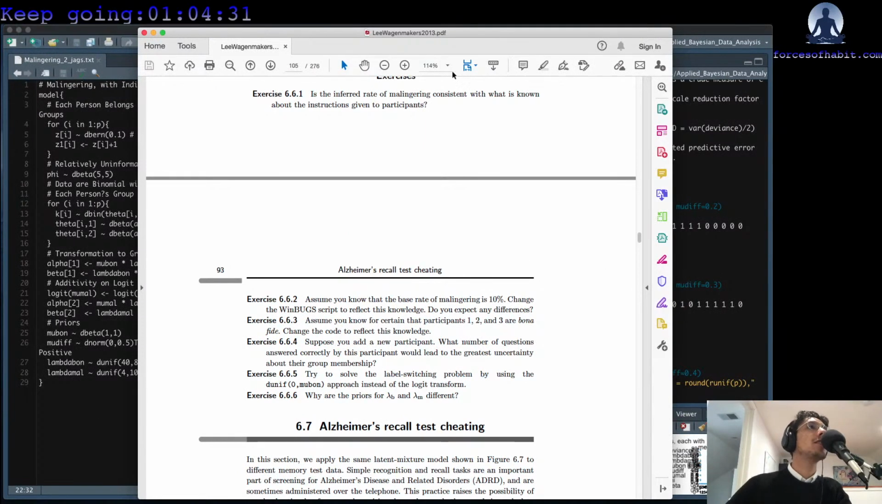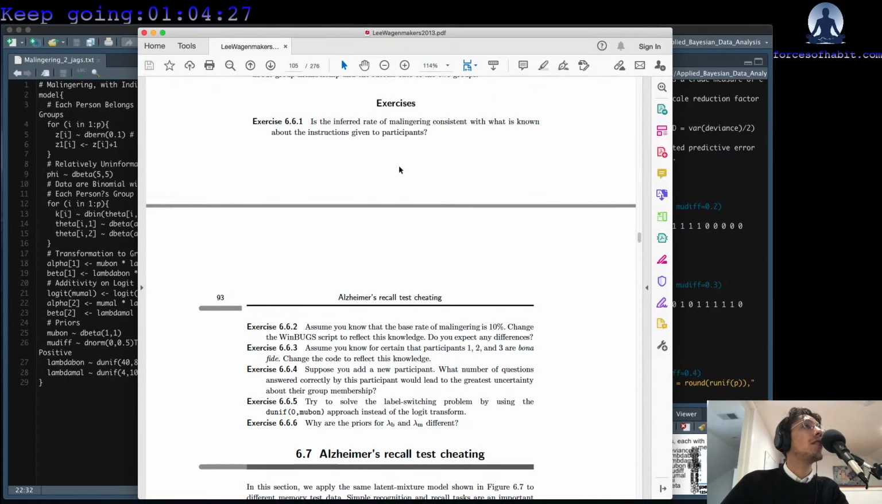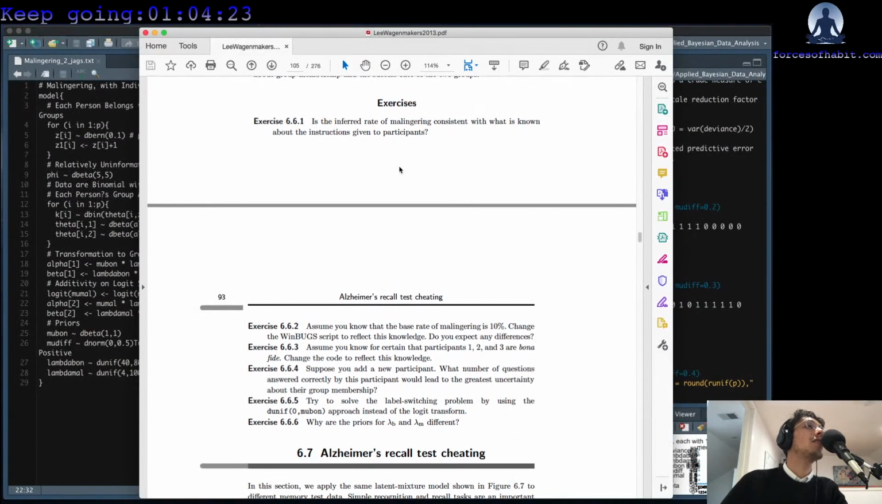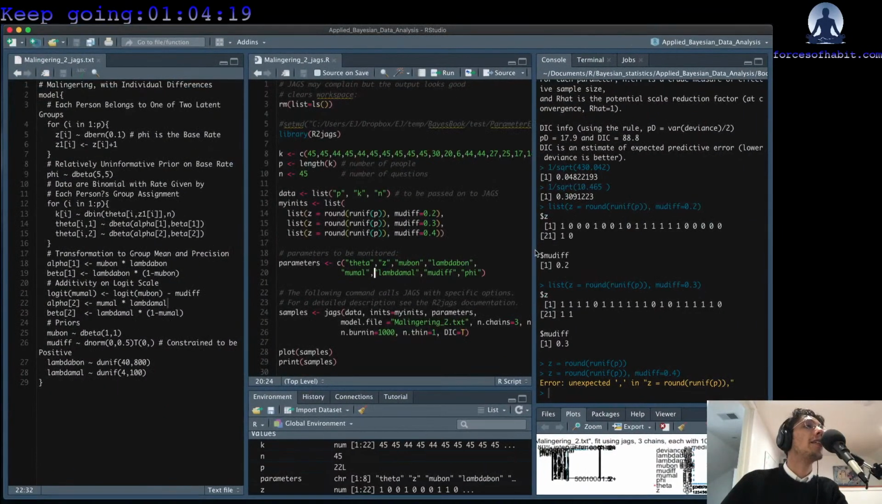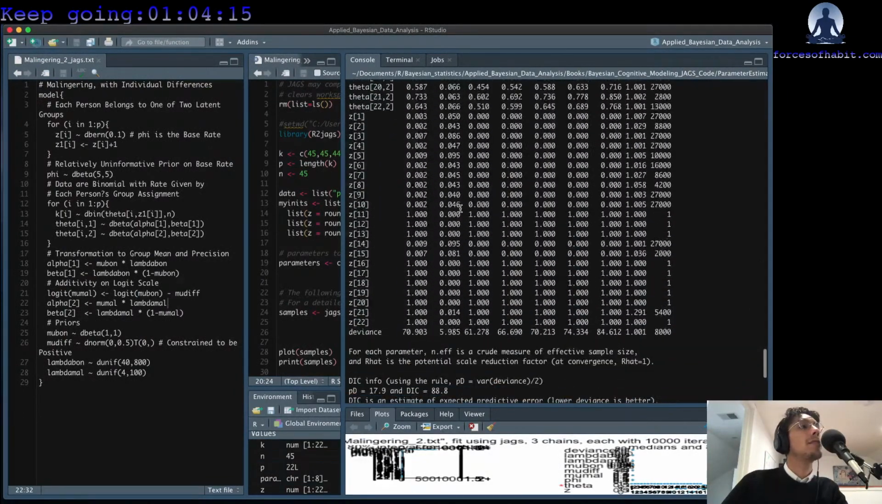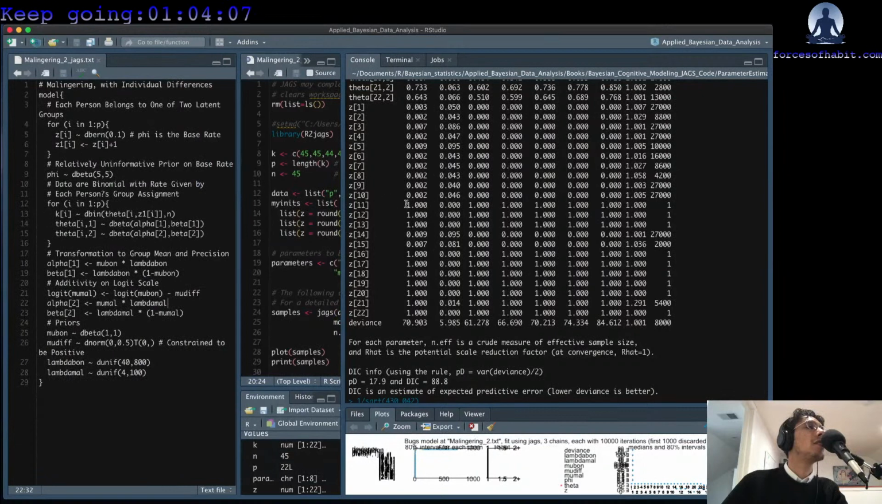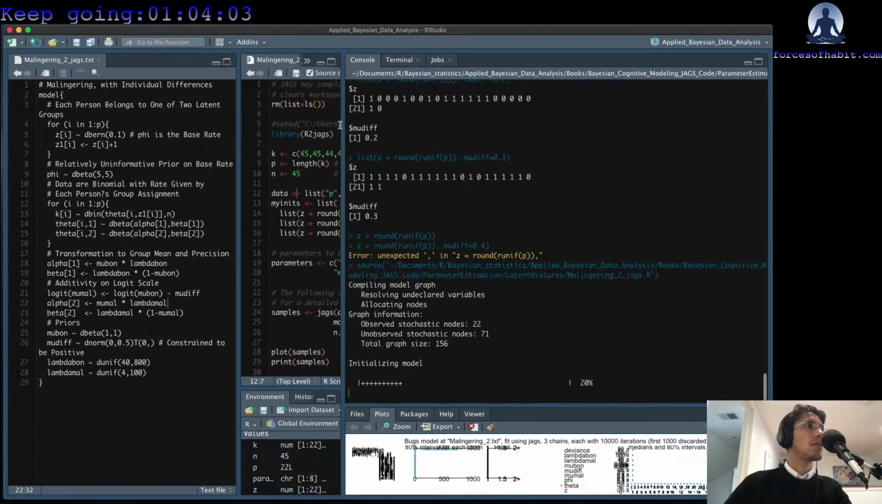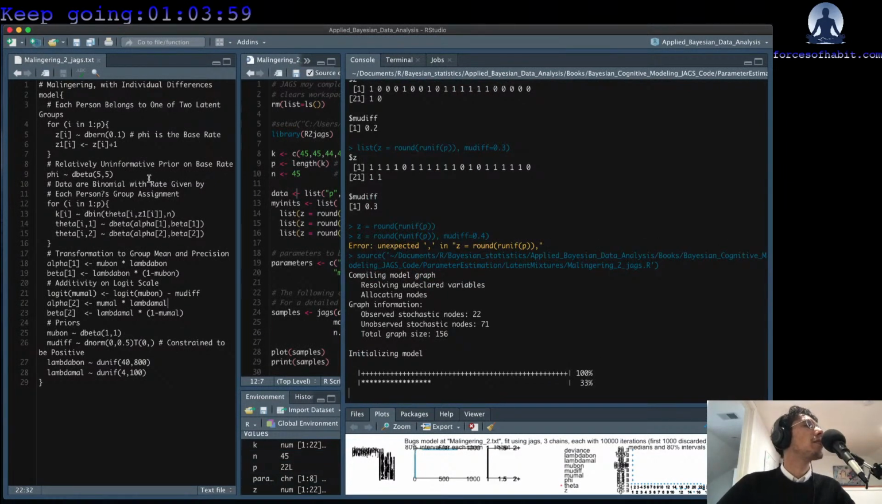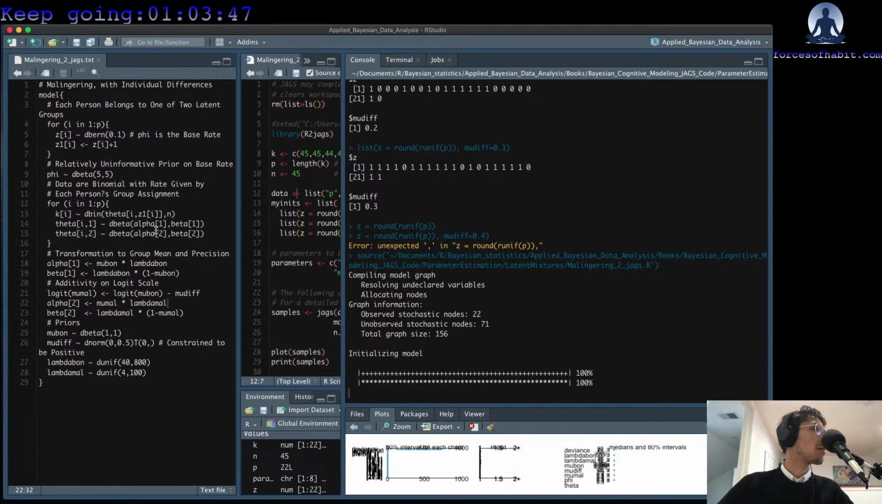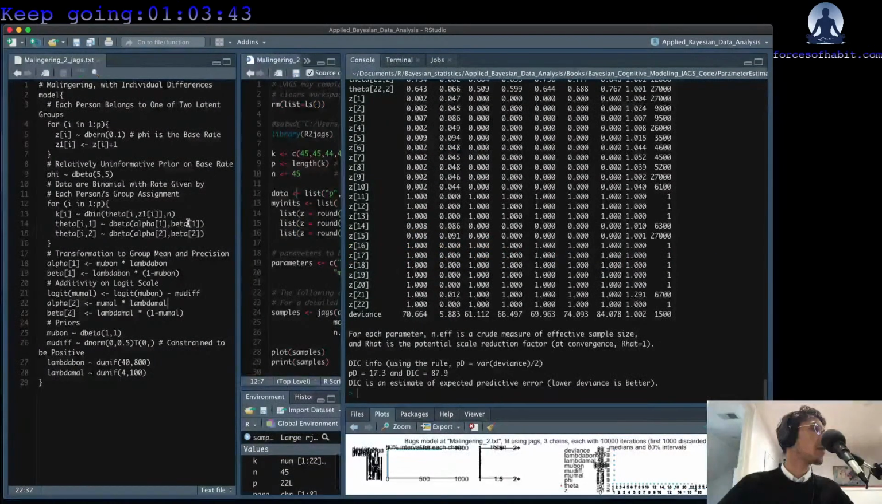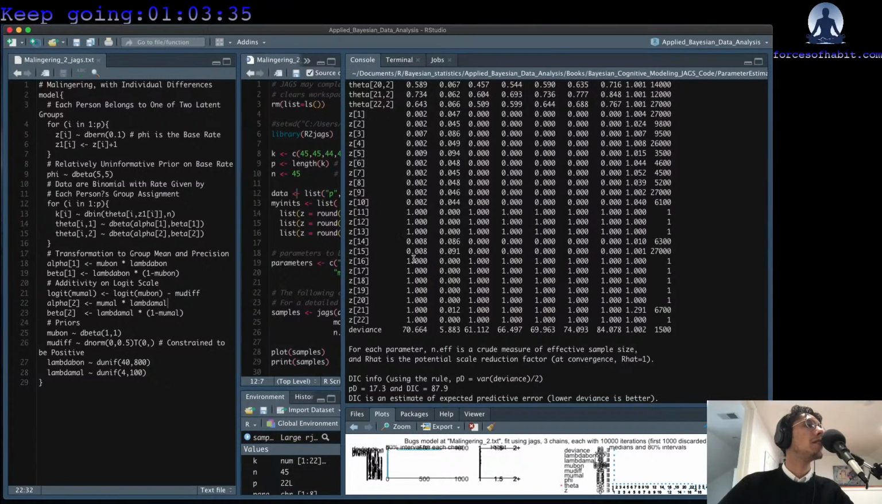Is the inferred rate for malingering consistent with what is known about the instructions given to the participants? So we can observe that by looking at the first 10 subjects and seeing if they are all bona fide, which would make them equal to 1. So from z. I'm sorry, not bona fide, I mean. Let's see. I think the first group is bona fide 0. Bona fide 1. Malingering.